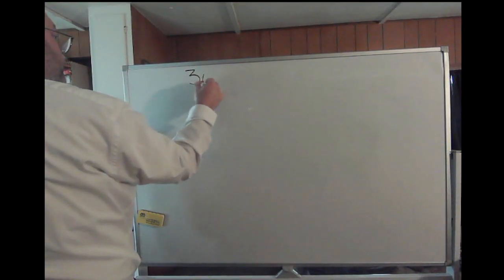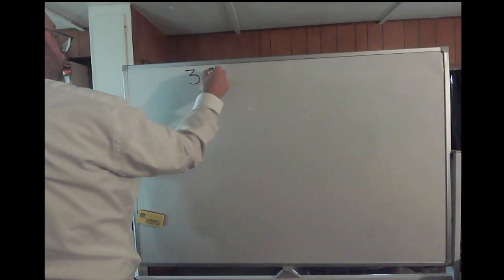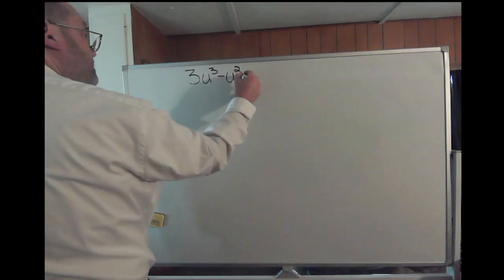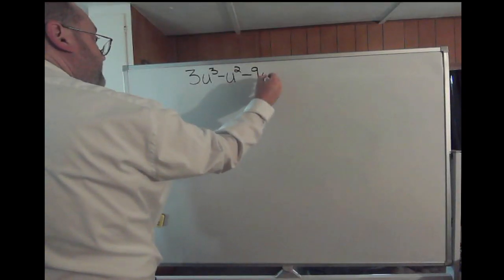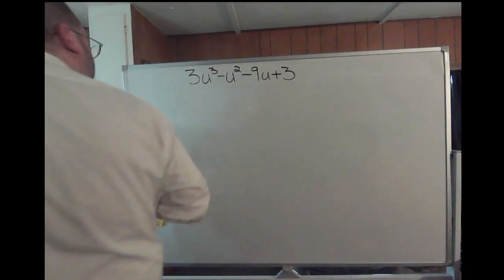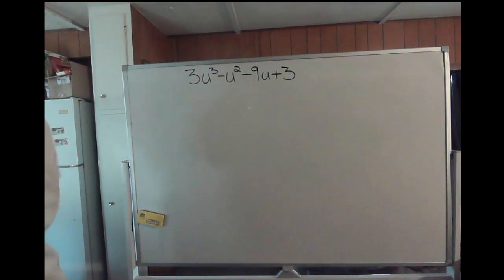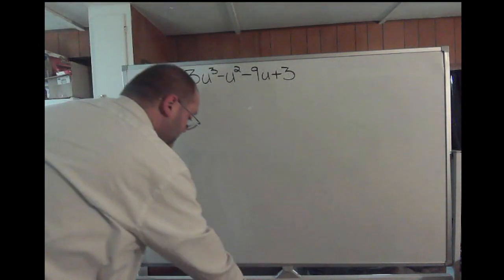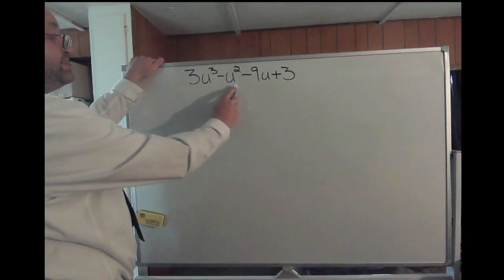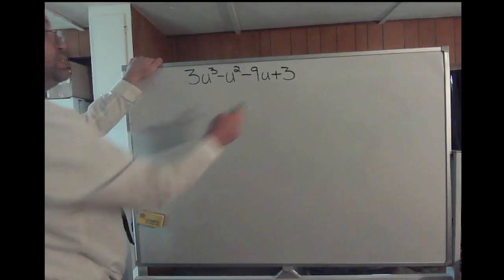Alright, 5 more, rather, sorry. 5 more. We have 3u to the third minus u to the second minus 9u plus 3. Alright. So 3u to the third minus u to the second minus 9u plus 3.